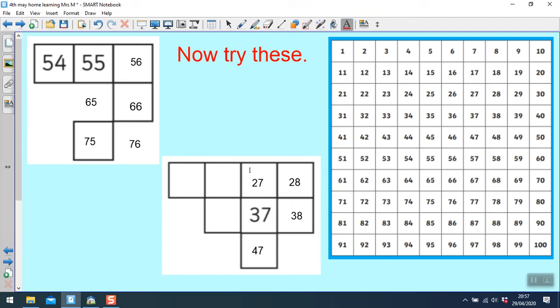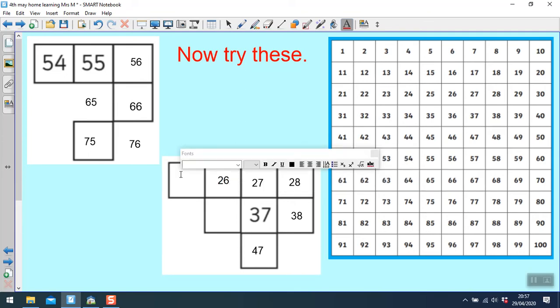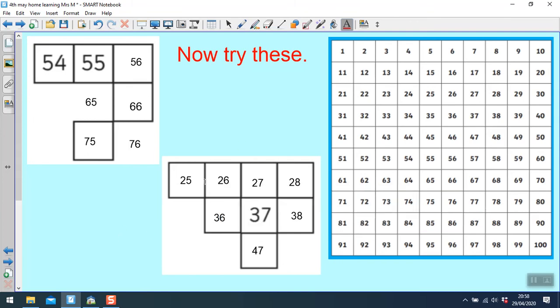Taking away 1 as I move to the left, 28, 27, 26, 25, 38, 37, 36. And I'm checking now, 26 add 10 is 36, 27 add 10 is 37, add 10 is 47, 28 add 10 is 38.